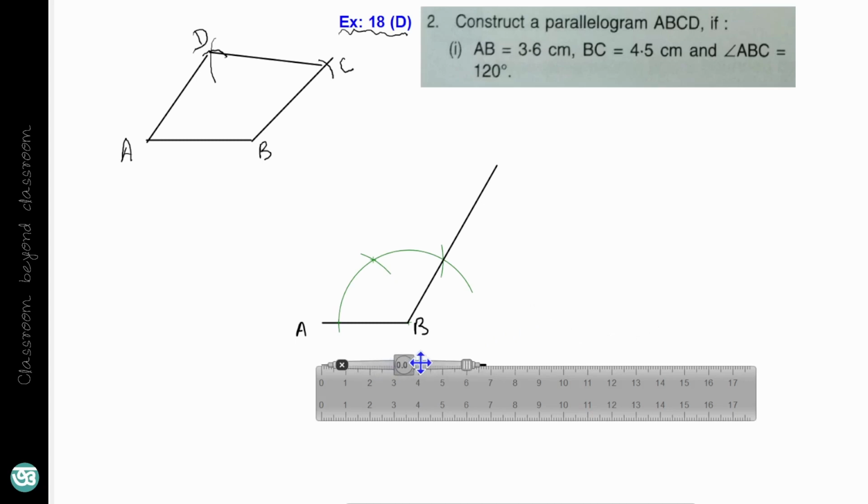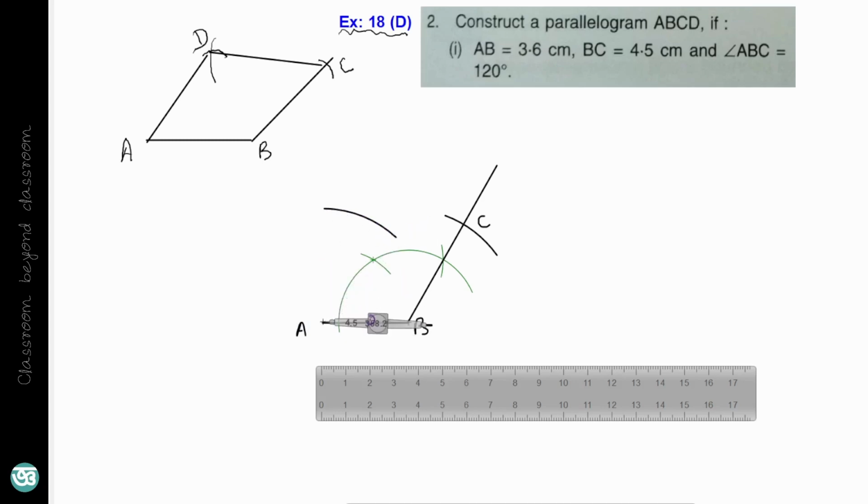So we have to draw one arc of radius 4.5 centimeter. Take B as the center and locate point C over here. So this is point C. BC is equal to AD because this is a parallelogram. So with same radius we can construct an arc from point A. Let us construct this arc, and again AB is equal to DC.